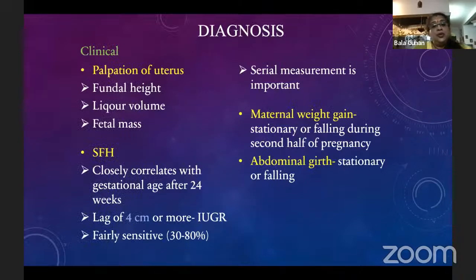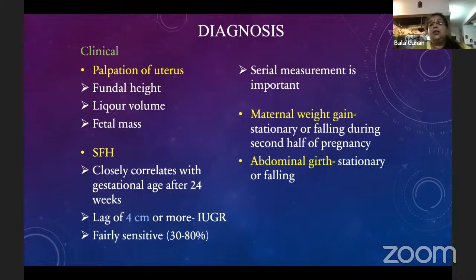So coming to the diagnosis, first of all, clinically, palpation of the uterus, of which fundal height, liquor volume, and fetal mass have to be assessed. Symphysiofundal height is a very important parameter for fetal monitoring and closely relates with the gestational age after 24 weeks. A lag of 4 centimeters or more should give us the thought of intrauterine growth restriction, and it's fairly sensitive, about 30 to 80% sensitive. And serial measurement is very important.